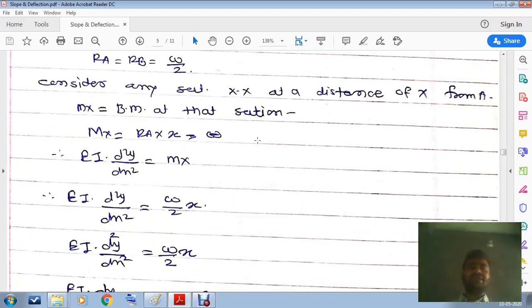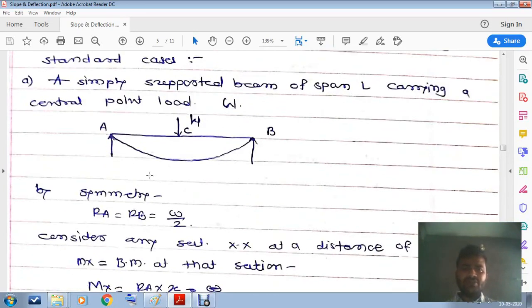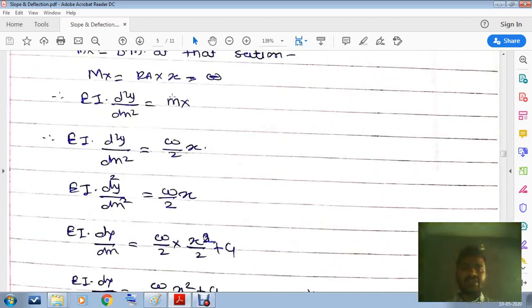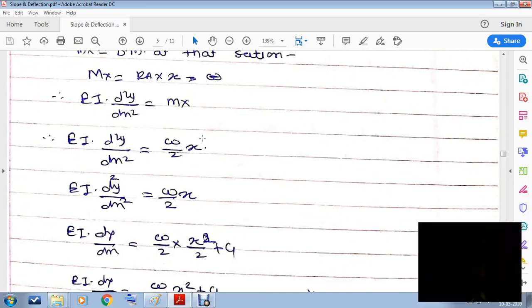So it is by equating the moment equation to the term that we have already seen, the relation between the radius of curvature, the moment and the slope. So I can write Mx equal to EI d square y upon dx square. What is Mx for this particular beam? Mx is nothing but RA into x. RA is now W by 2. So I can write EI d square y upon dx square is equal to W by 2 into x.